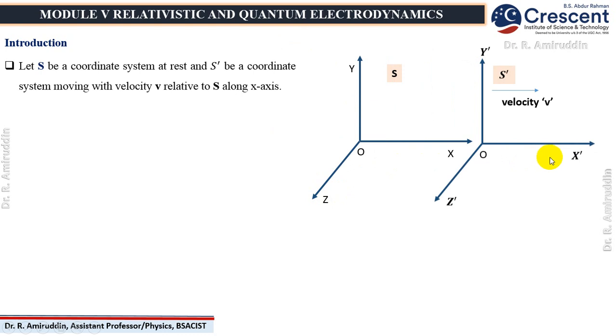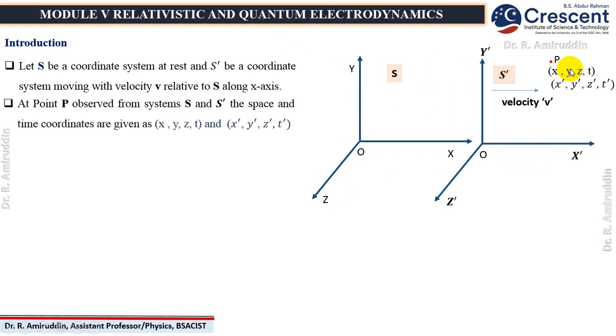At this juncture, let us imagine one more imaginary point P from the system S and S prime, and for that the space and the time coordinates are given as x, y, z and time coordinate t for the system S. Similarly, x prime, y prime, z prime and time coordinates t prime for the system S prime.